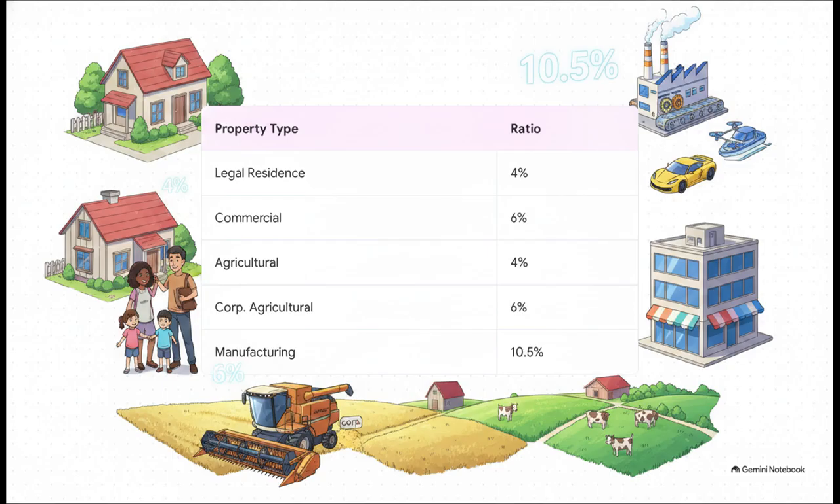So what does this actually mean for you? It means the exact same house worth the exact same amount of money will have a significantly different tax bill depending entirely on whether you live in it full-time or rent it out.